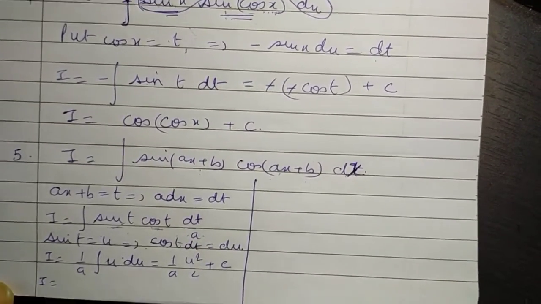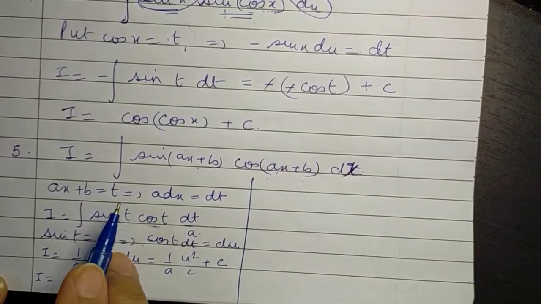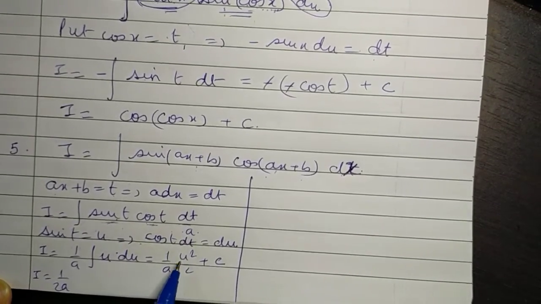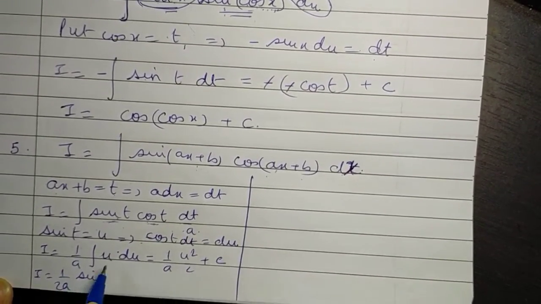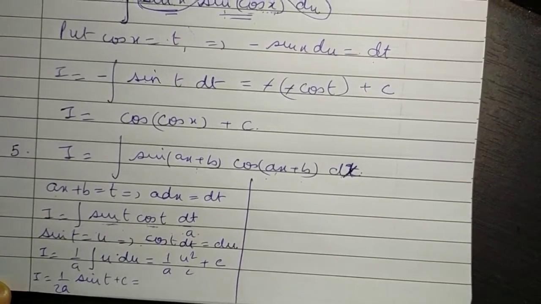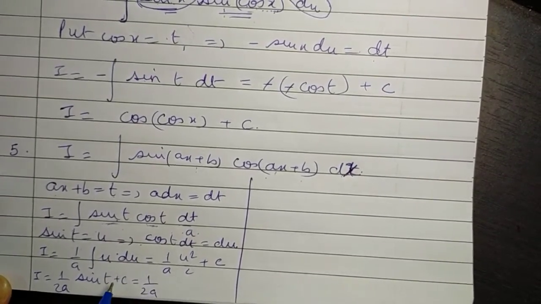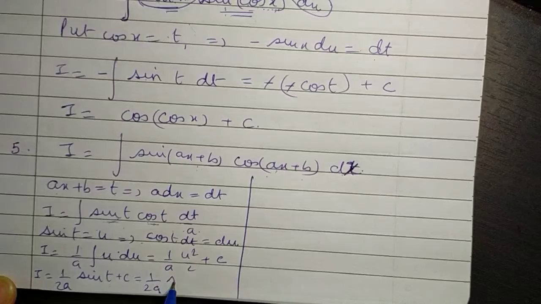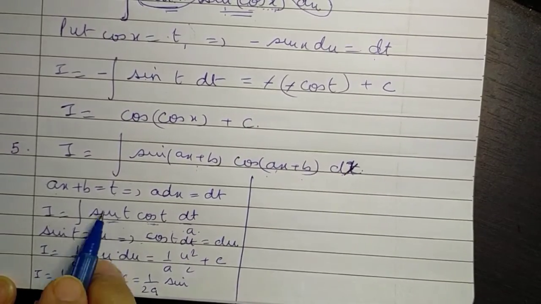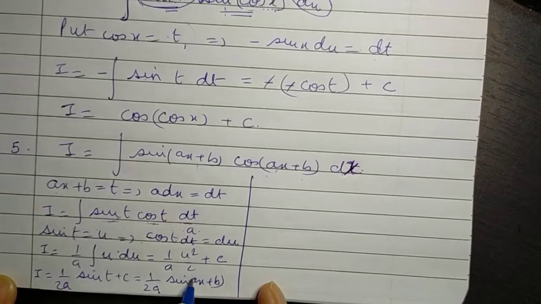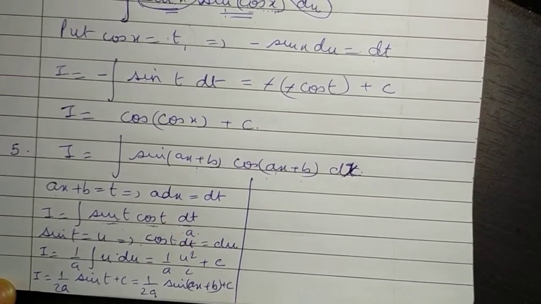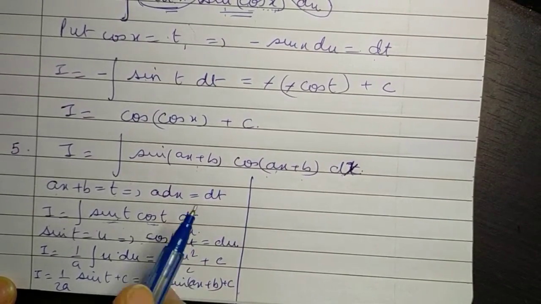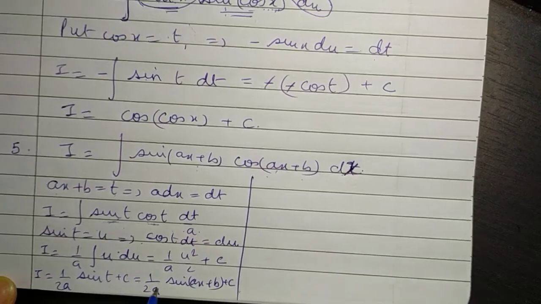Now replace u in terms of t and then t back in terms of x. So what do we get? 1 upon 2a, in place of u we write sine of t, plus c. Now t also we have brought in, so we have to remove this also. So we get 1 upon 2a sine squared of, in place of t we write ax plus b, plus a constant. This is the answer. So we can do it using this method, but here we have to apply substitution twice.